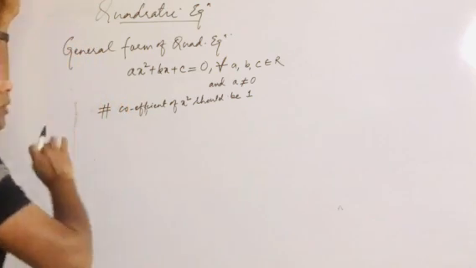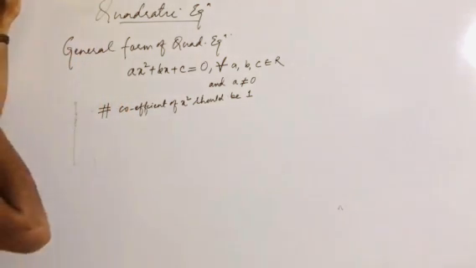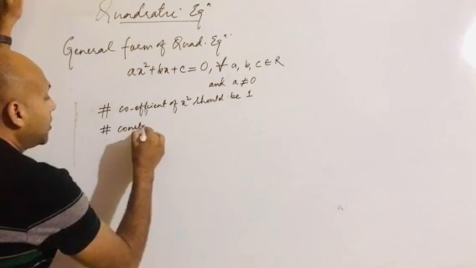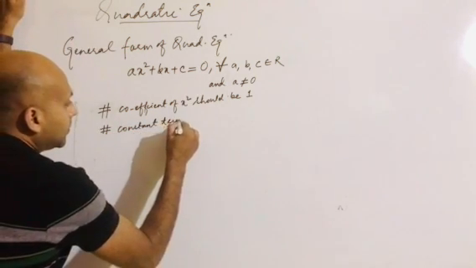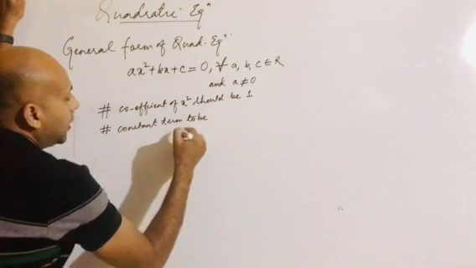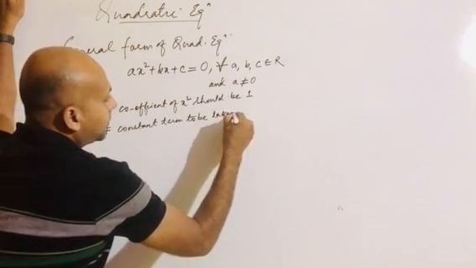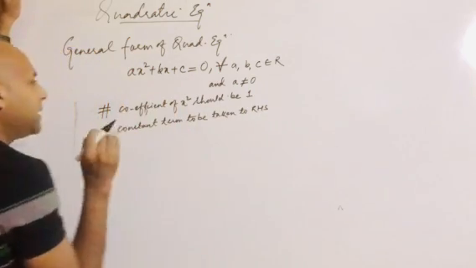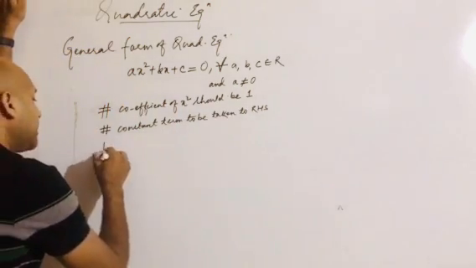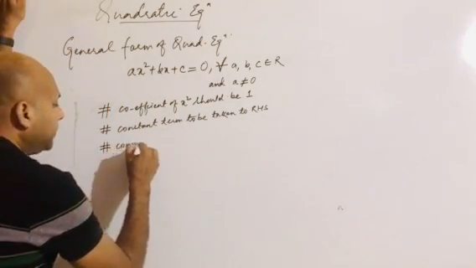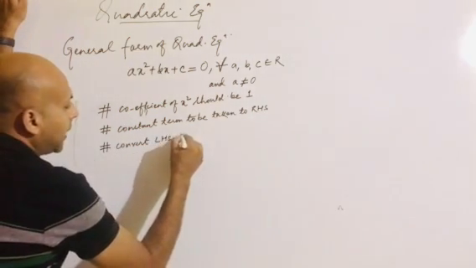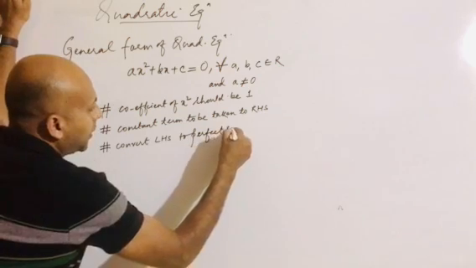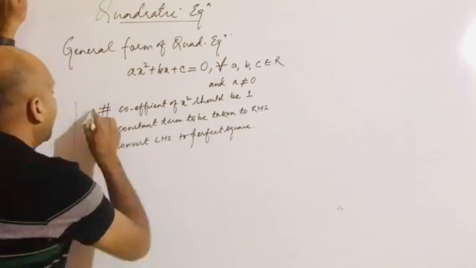If it is not 1, you are going to divide throughout by the coefficient of x square. And then the constant term is to be taken to the right hand side. So these are the two basic steps that you have to follow. And the third step is to convert the left hand side into a perfect square. The left hand side has to be converted into a perfect square. Am I clear, all of you?